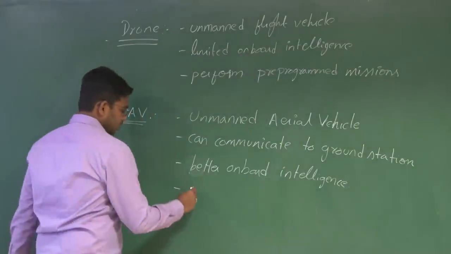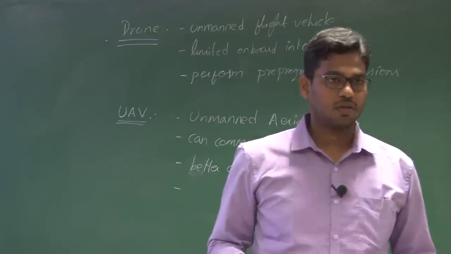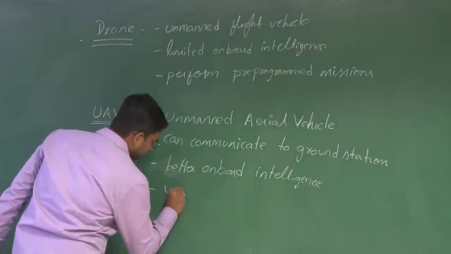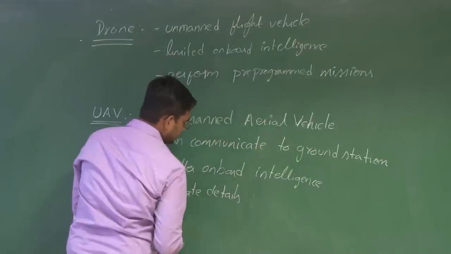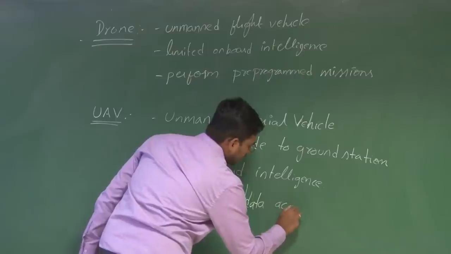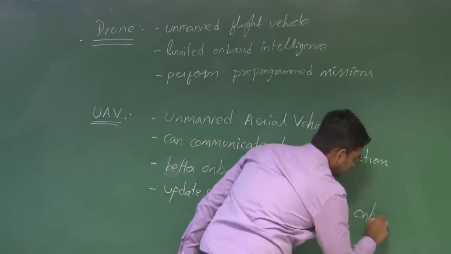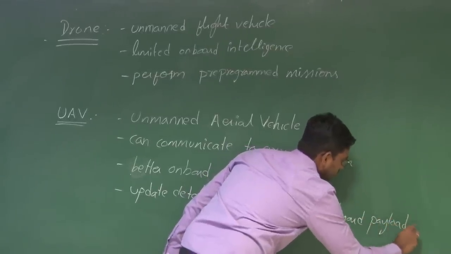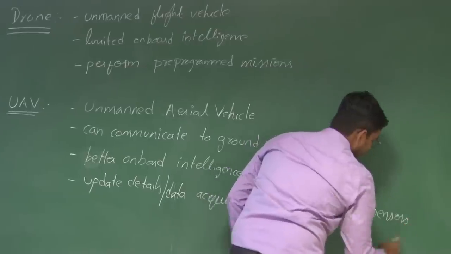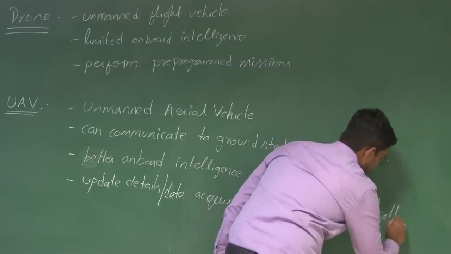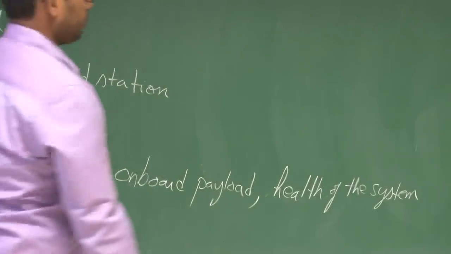And then, when I say it can communicate to the ground station, it can update about the payload data as well as the health of the system and the performance of the system. So it can update details or the data acquired by the onboard payload, as well as data related to sensor health, health of the system, and also the performance of the system.